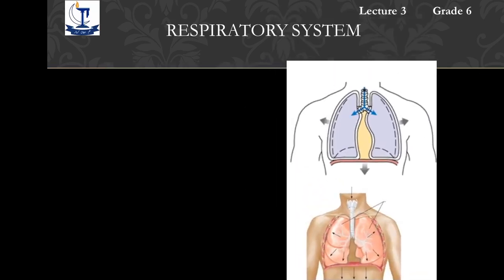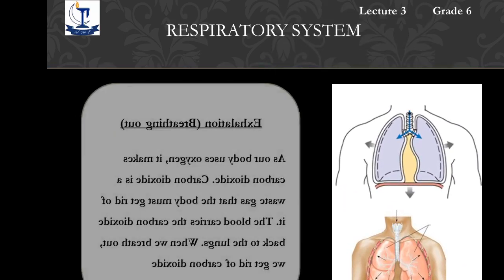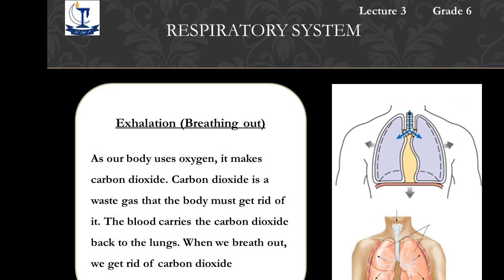In the second phase, when we breathe out, our body uses oxygen and makes carbon dioxide. Carbon dioxide is a waste gas that the body must get rid of. The blood carries the carbon dioxide back to the lungs. When we breathe out, we get rid of carbon dioxide. Here is a diagram of the lungs, and a schematic diagram in which the arrows show that the lungs are expanded when we breathe out. When our body relaxes, the lungs are expanded.